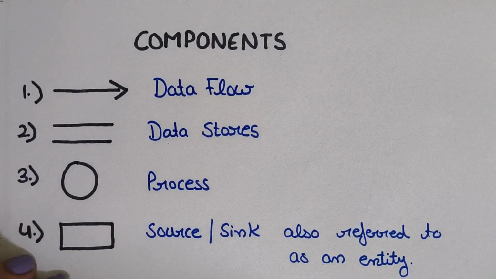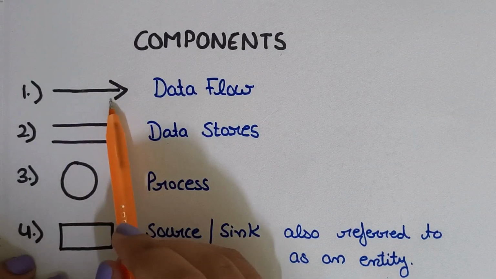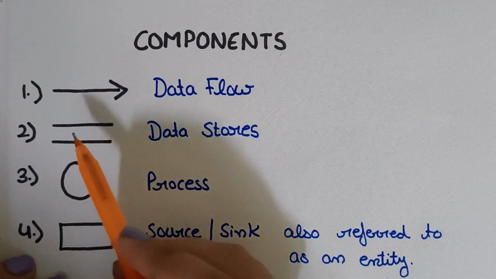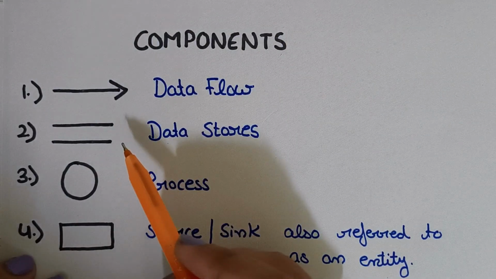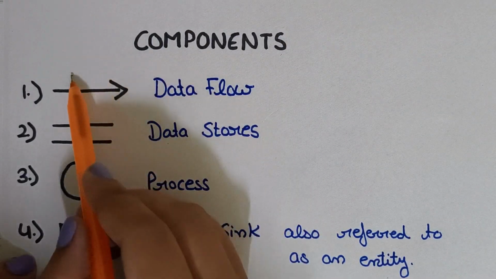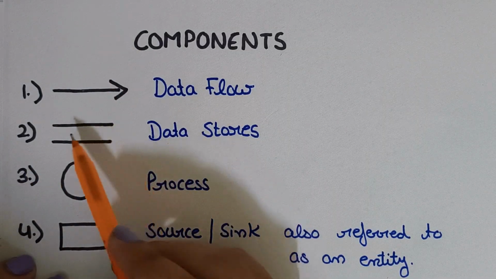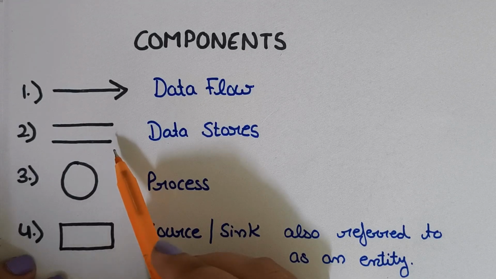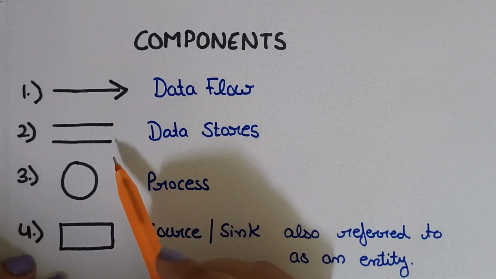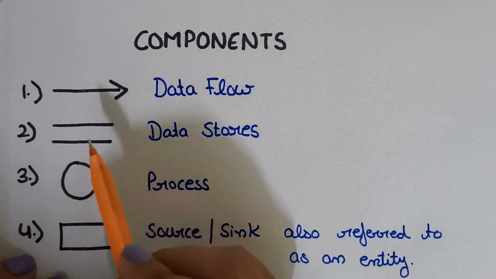Components of DFD. Number one, data flow, drawn as an arrow, shows how data moves from one part to another. We should select a meaningful name to represent the data, and the name is written over here. Number two, data stores, drawn as two horizontal parallel lines, where data is stored temporarily or permanently. The name of the store as well as the number are recorded in between the lines.